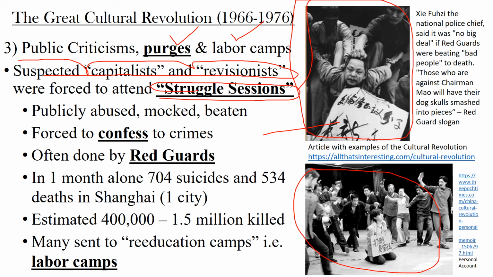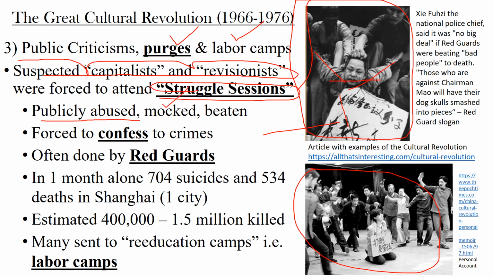In these struggle sessions, they are publicly abused. They're grabbing their hair, shoving their faces, throwing things at people, forced to stand in what's called the airplane position. You bend over at the waist where your arms are back and your head is up and your legs are straight, for minutes and sometimes even hours.